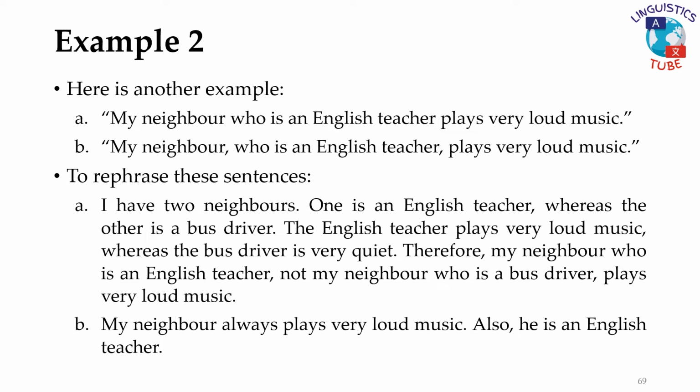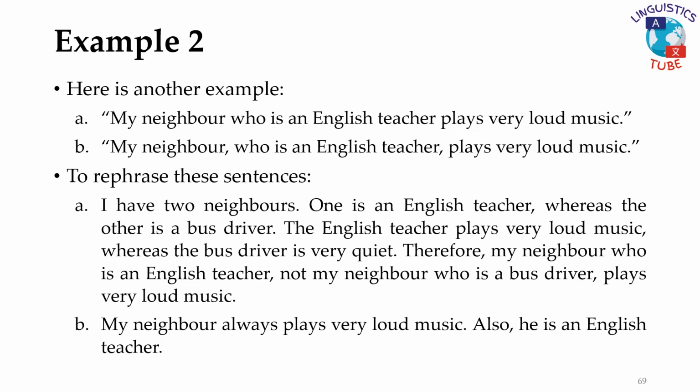In contrast, for the non-restrictive relative clause, my neighbor, who is an English teacher, plays very loud music. It simply means that my neighbor always plays very loud music. Also, he is an English teacher. Therefore, removing the relative clause in sentence A fundamentally damages the meaning of my neighbor, because we no longer know which neighbor the speaker is talking about.